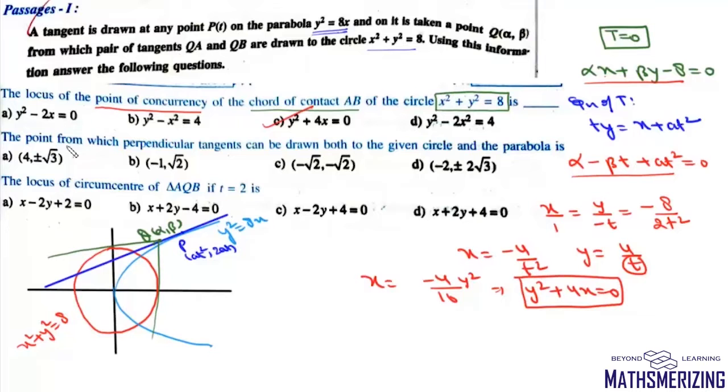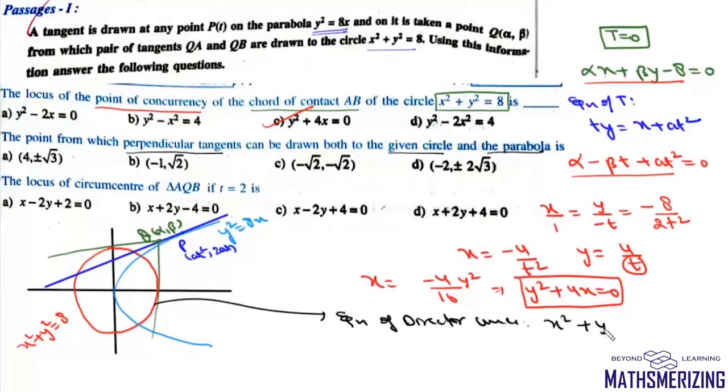Now the next question is the point from which perpendicular tangents can be drawn to both the given circle and the parabola. Now we know that perpendicular tangents can be drawn from the director circle. So for this circle, if we write the equation of the director circle, it will be x square plus y square equals 2a square.